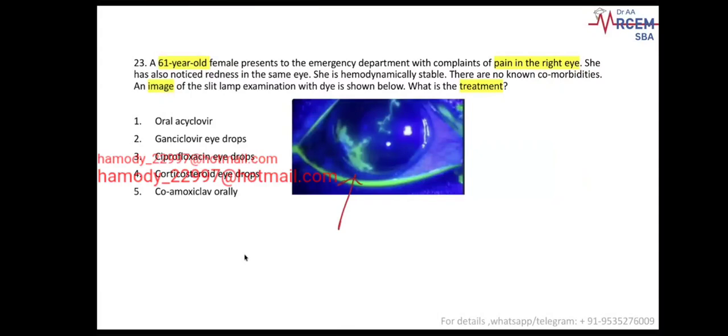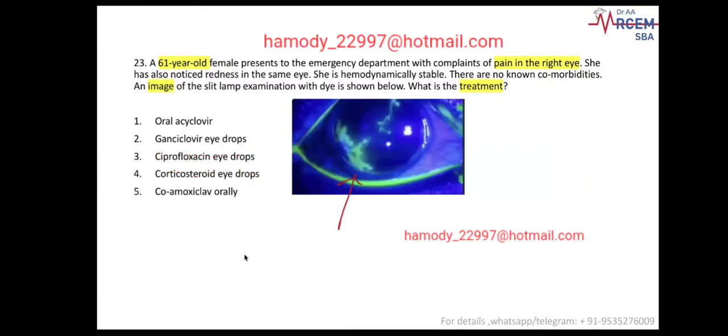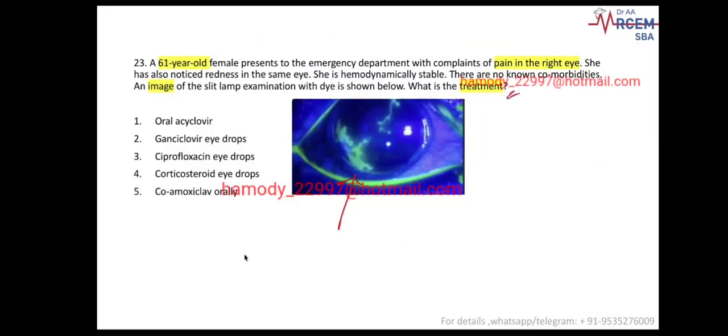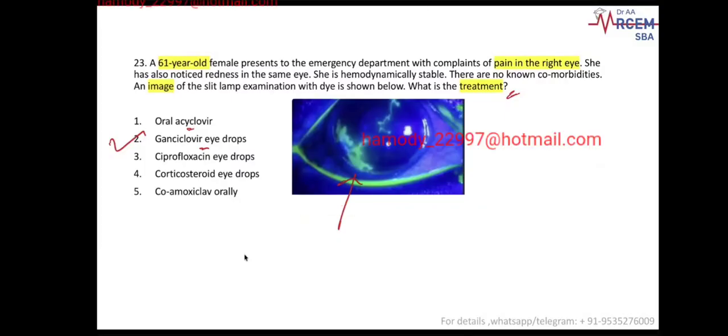Dendritic lesions are present, suggestive of a corneal ulcer caused by herpes simplex. They're asking which is the drug of choice or what treatment you'll be giving. Out of this, ganciclovir eye drops. Oral acyclovir is not preferred. Systemic drugs are not preferred.